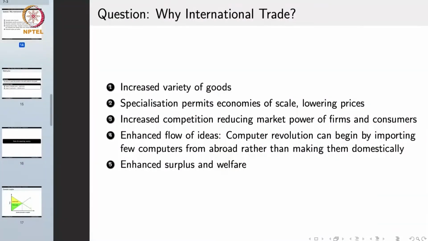And the benefits would be reaped not only by that country that is not a member of OPEC, but the benefits will be reaped by the whole world because everybody would be getting petroleum at cheaper prices. So a benefit of international trade is that it increases competition and reduces the market power of firms and consumers.